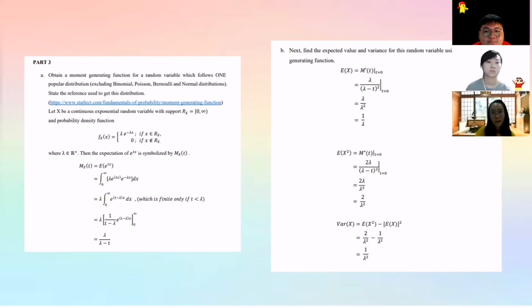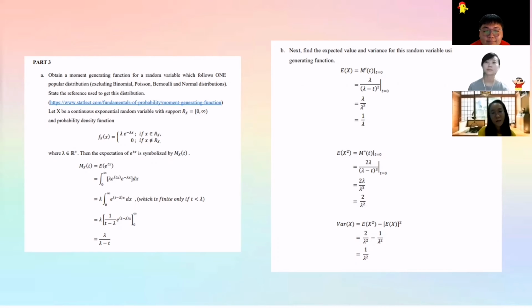For question B, find the expected value and variance for this random variable using the moment generating function. The expected value of x is equal to M prime of t, at t equal to 0. We differentiate M(t), and we get lambda divided by (lambda minus t) squared. And the expected value of x is equal to 1 over lambda.